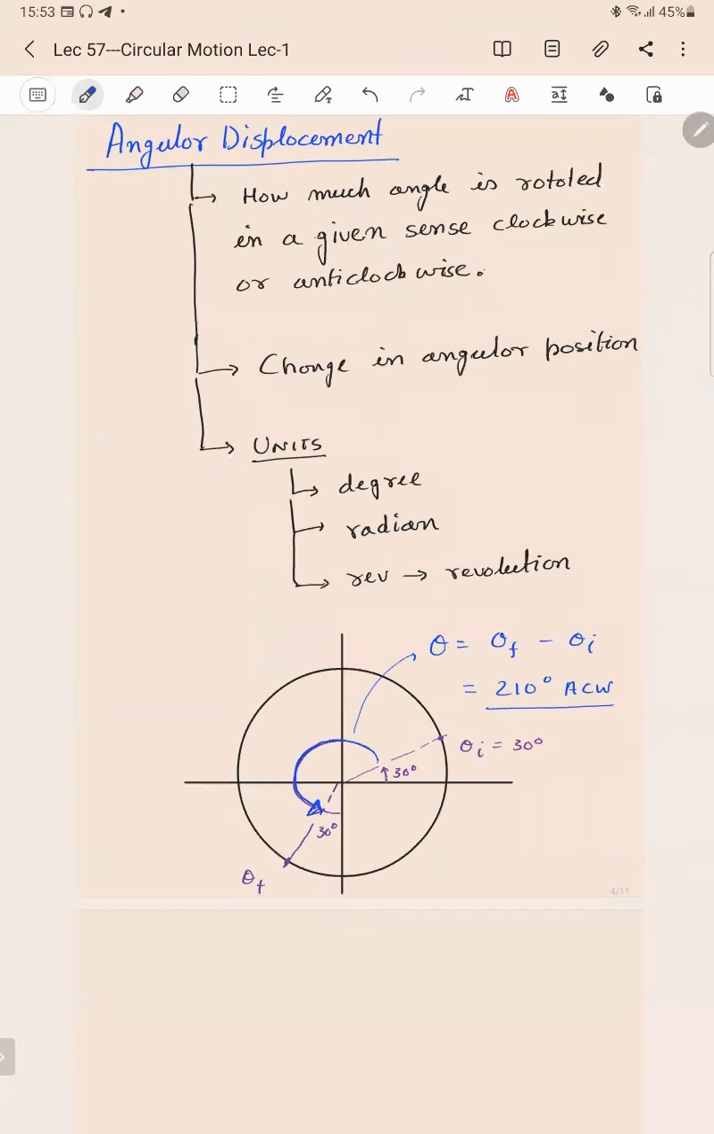We measure angles from here. This is our initial angle, and the final angle will be like this, which is like 240 degrees. Now 240 degrees is our final angle. 30 degrees is our initial angle. So angular displacement comes out to be 210 degrees, anti-clockwise, because I have moved like this. So this is what the angular displacement is. Are you getting my point? Sir, from initial position to final.